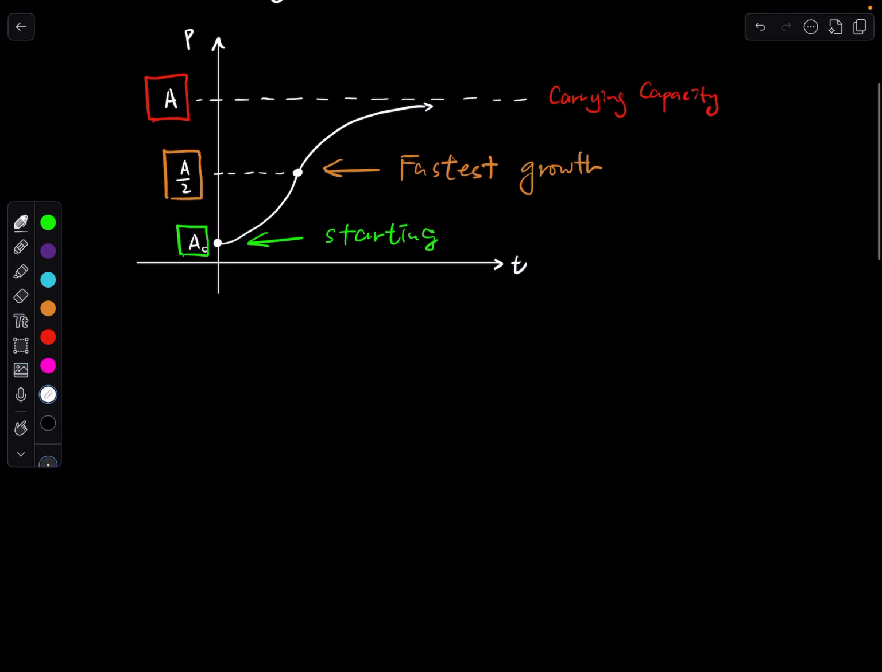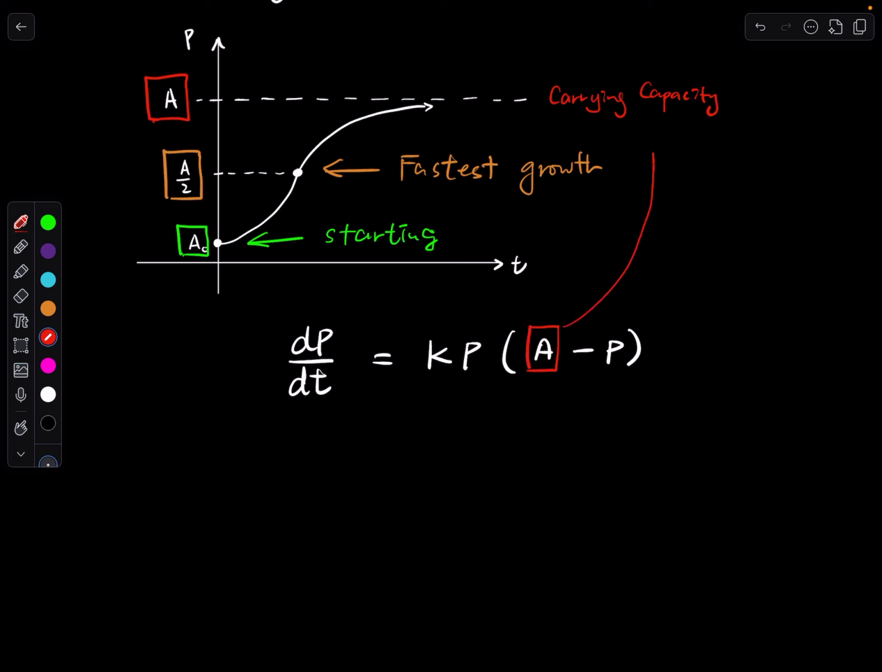The differential equation of a logistic growth model is dP/dt equals K P (A minus P). There is another form of that, but I generally just use this one. You don't really need to know both forms. So the A right here is the same thing as your carrying capacity, which is your horizontal asymptote.